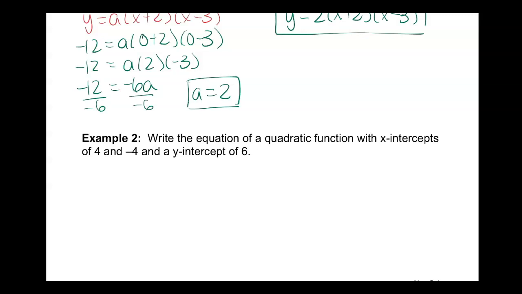Remember, I told you there are 4 names for x-intercepts: roots, solutions, and zeros. Those are all the names for x-intercepts. If you need to make a note of that, make a note. So we're going to make this y equals a, x minus +4, and x minus -4. We need to simplify those parentheses.